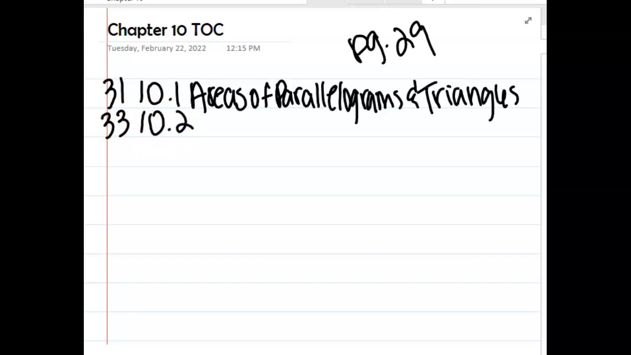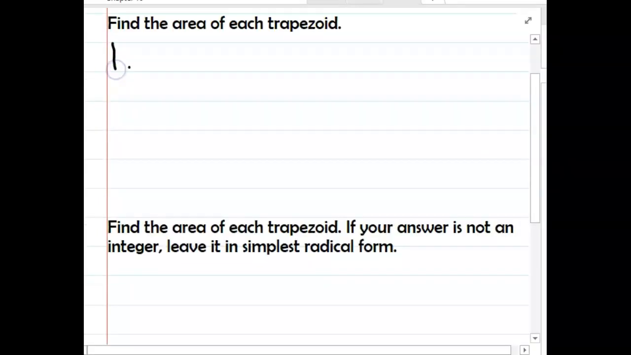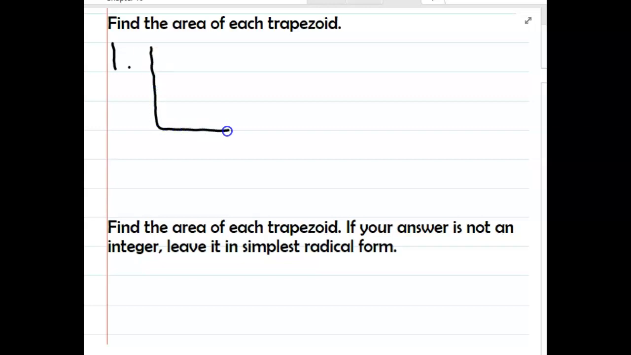Okay, moving to page 33, going to be section 10.2, areas of trapezoids, rhombuses, and kites. Okay, so we're going to keep the first couple pretty basic. So find the area of the trapezoid. Going to be drawing lots of trapezoids today.